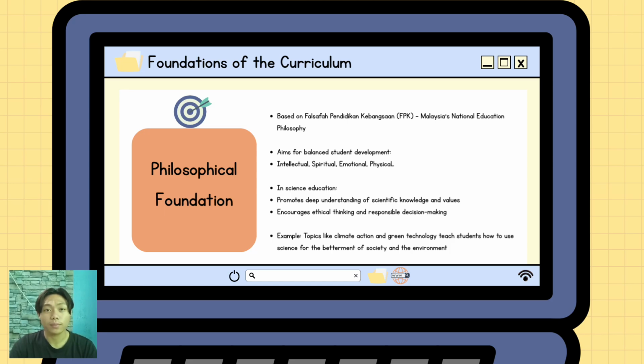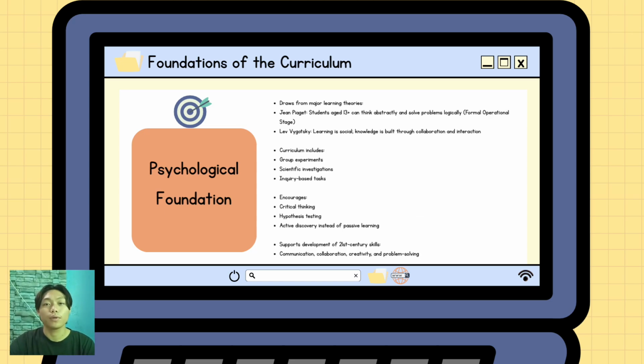The first point is the philosophical foundation. This foundation is based on Malaysia's Falsafah Pendidikan Kebangsaan, which promotes balanced development intellectually, spiritually, emotionally, and physically. Science lessons encourage students to use knowledge ethically, for example, by learning to care for the environment through topics like pollution and sustainability.